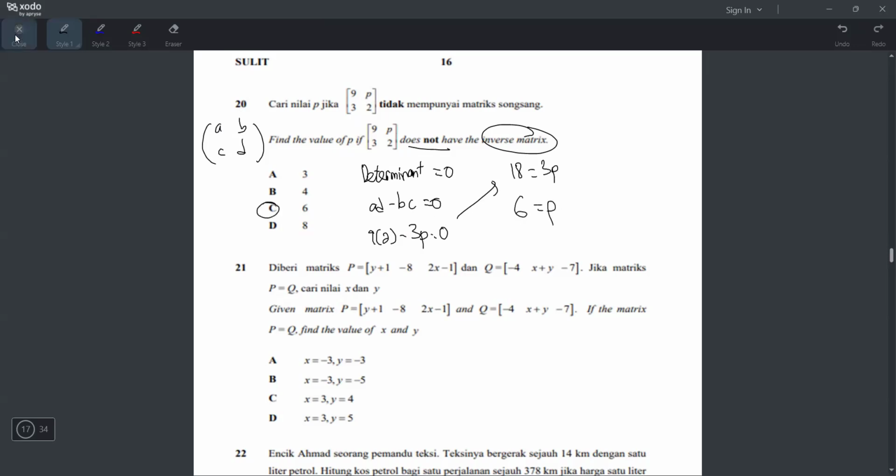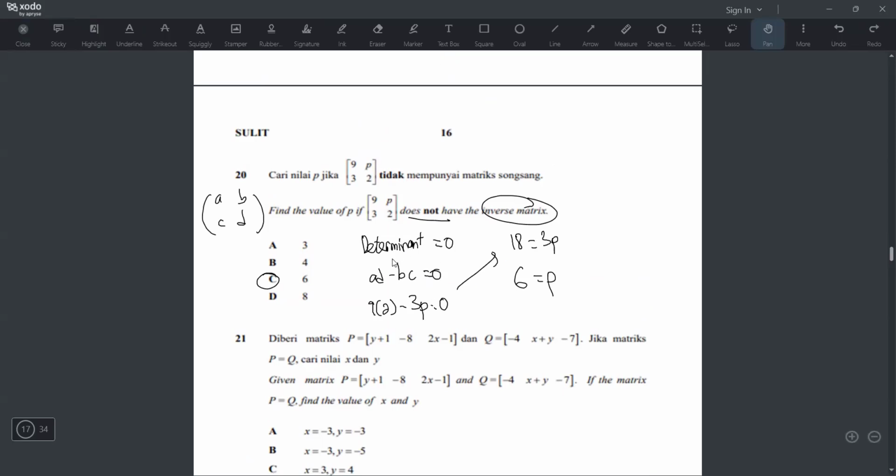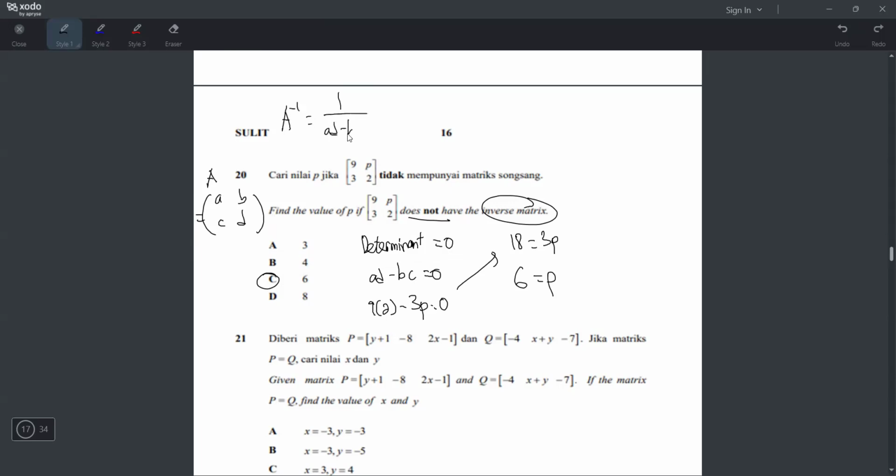Alright? Okay, let me explain a bit why I have to do determinant equals 0. Of course, you don't have to understand the reason. You just need to remember you have to do it like this. But I want to explain to you why it is like that. When you find the inverse, let's say this one is matrix A. Matrix A is A, B, C, D, and let's say you want to find A inverse. The formula is 1 over AD minus BC, and then D, A, and then negative B, negative C. You remember this? This is the formula to find the inverse, right?